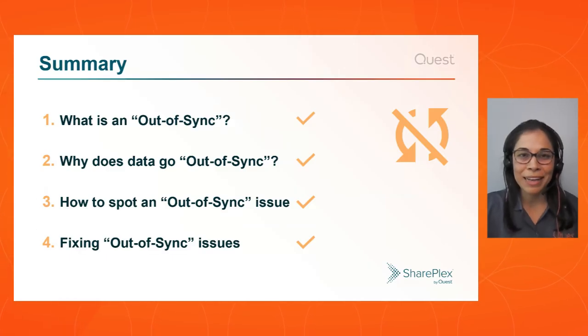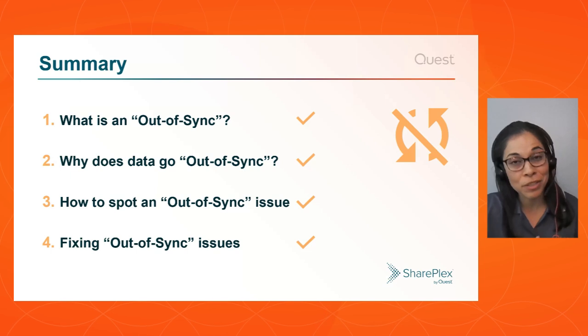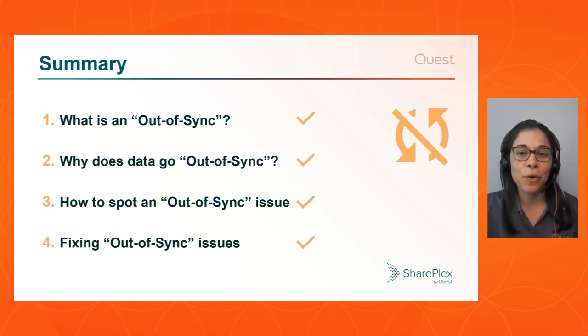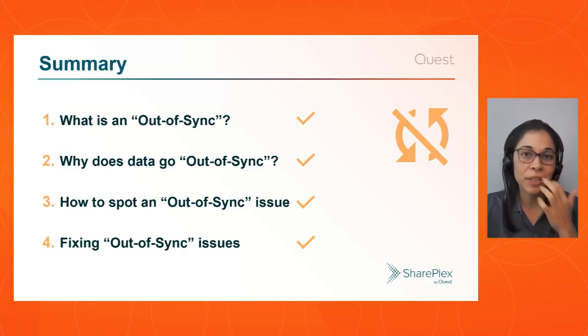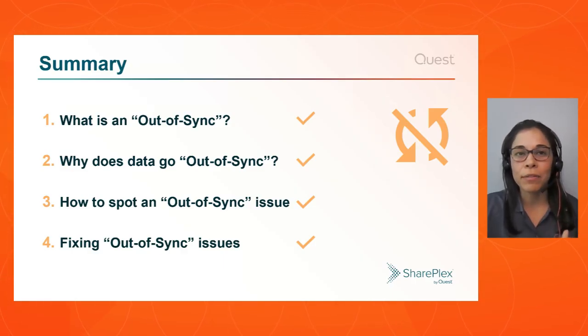So great. Let's wrap up with a quick summary of what we covered today. First, we defined what an out of sync condition is: when the data in the source doesn't match the target database. We also discussed some common reasons why data can go out of sync, such as triggers, constraints, or user activities that are affecting the replication process.